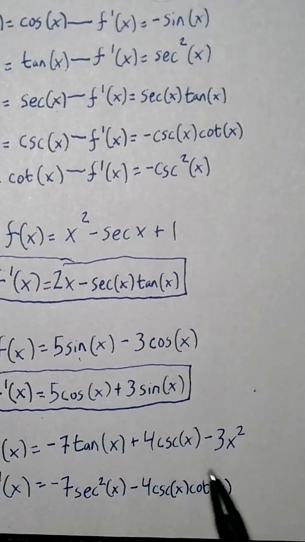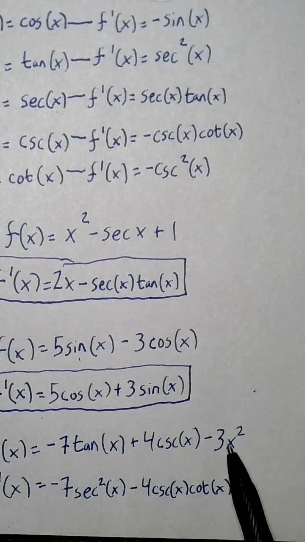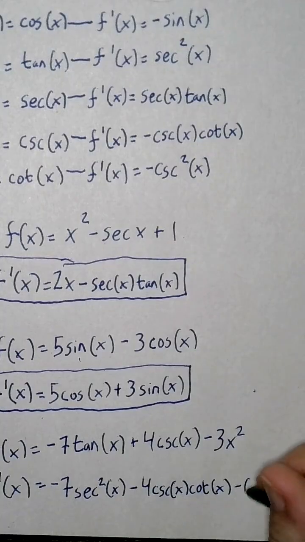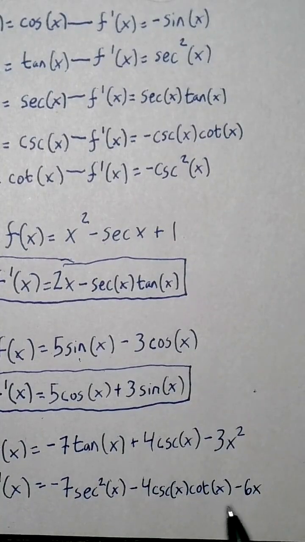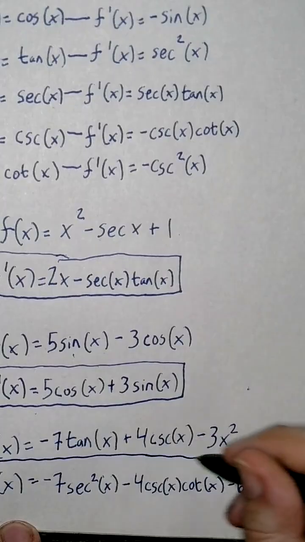And then the derivative of negative 3x squared: take the 2, move it out front and multiply it by the 3. So that's going to be minus 6x to the 2 minus 1. 2 minus 1 is 1. Remember that a variable without an exponent is the same as that variable raised to the first. So we are done.